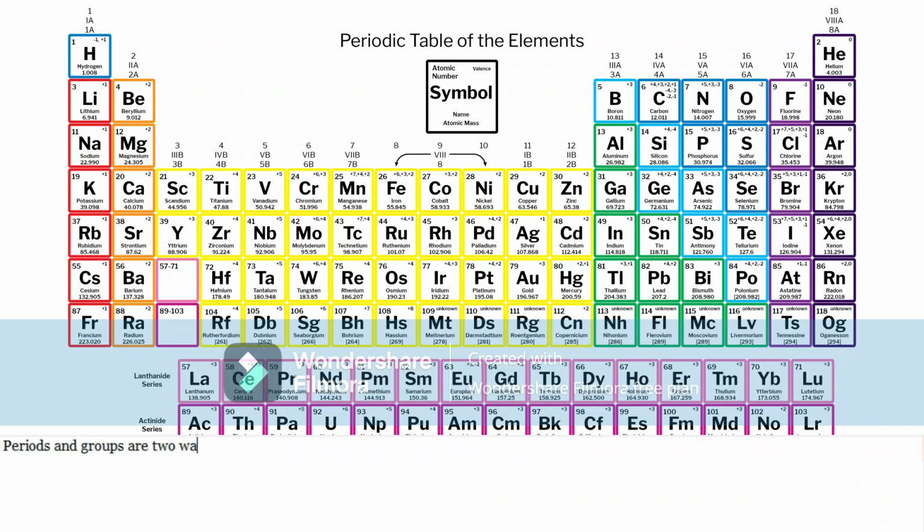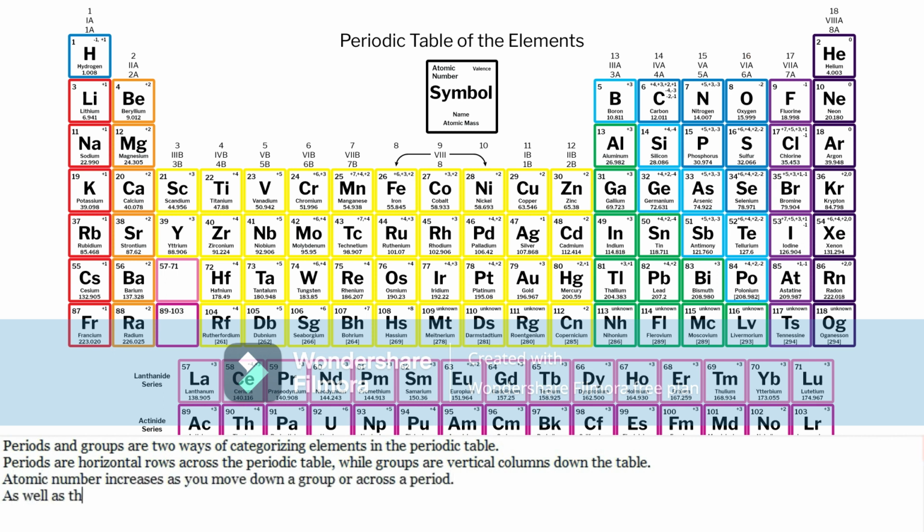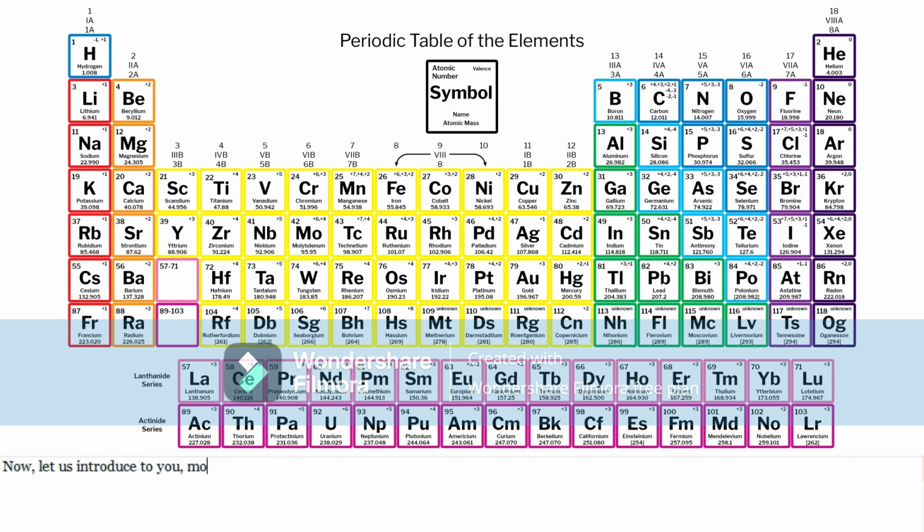Periods and groups are two ways of categorizing elements in the periodic table. Periods are horizontal rows across the periodic table, while groups are vertical columns down the table. Atomic number increases as you move down a group or across a period. As well as that, as you move down a group or across a period, chemical properties of the element change. Now, let us introduce to you more about the periods and groups of the periodic table.